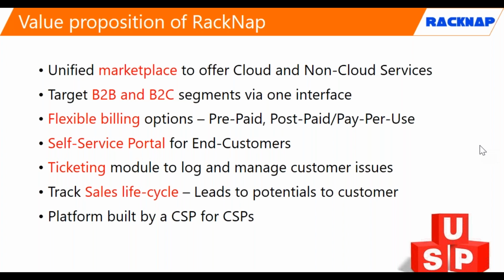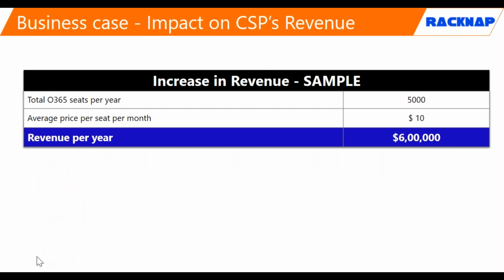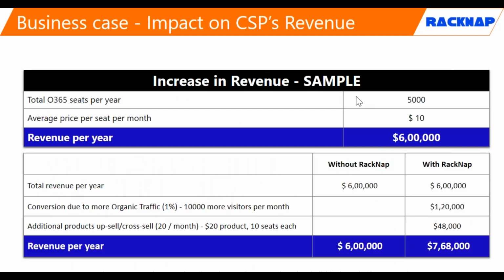Okay. Now with that said and done, I'll quickly move on to a couple of other important features in terms of the business case, how it stacks up for you, right? So for example, if you look at the total number of Office 365 seats, how much you sell in a year, for example, say you have roughly about 5,000 seats. And on an average, if you say it costs about $10 per seat, you would roughly be making about $600,000 in a year, right? And without RackNap, that's what you would be making.